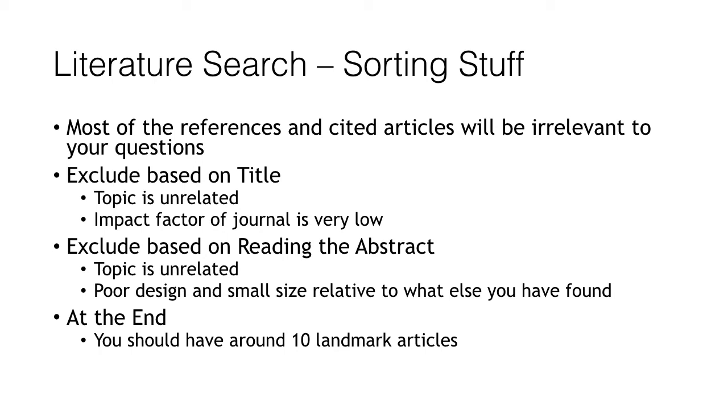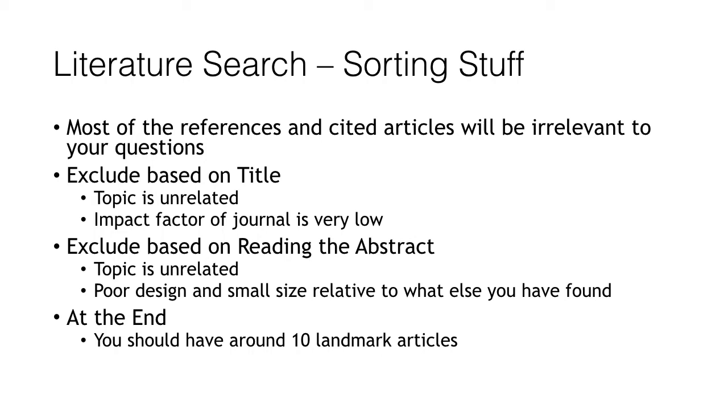But the other thing that you can be pretty comfortable with is if they're obscure journals from faraway places that don't have major impact, you can pretty much ignore those just based on the title and the journal they're published in. Next, you'll have a set of the abstracts, and you're going to have to read a bunch of abstracts and exclude those publications based on the abstract.